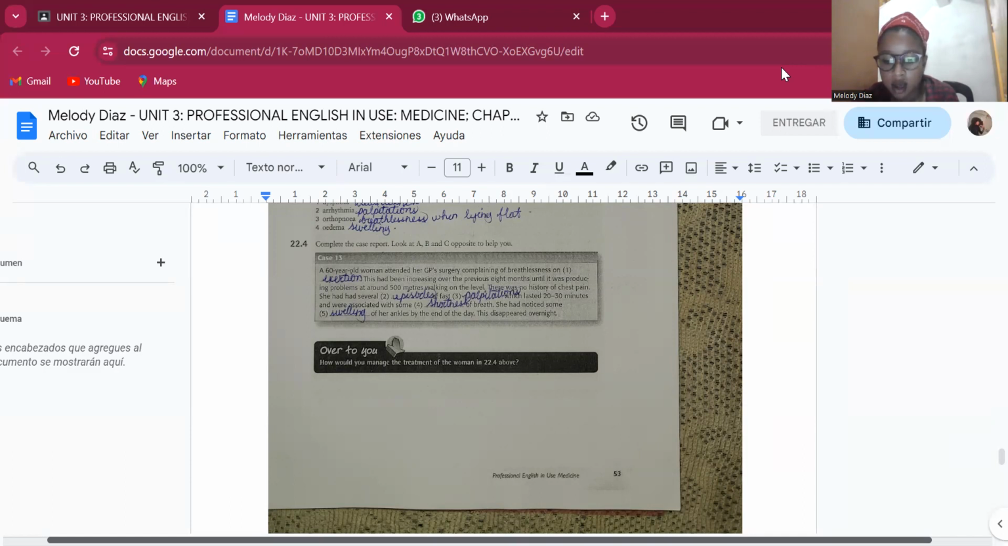She had several episodes of fast palpitation which lasted 20 to 30 minutes and were associated with some shortness of breath. She had noticed some swelling of the ankles by the end of the day. This disappeared overnight.